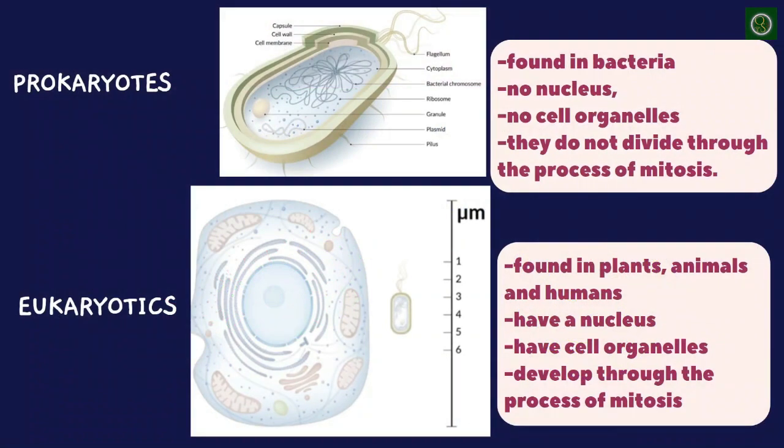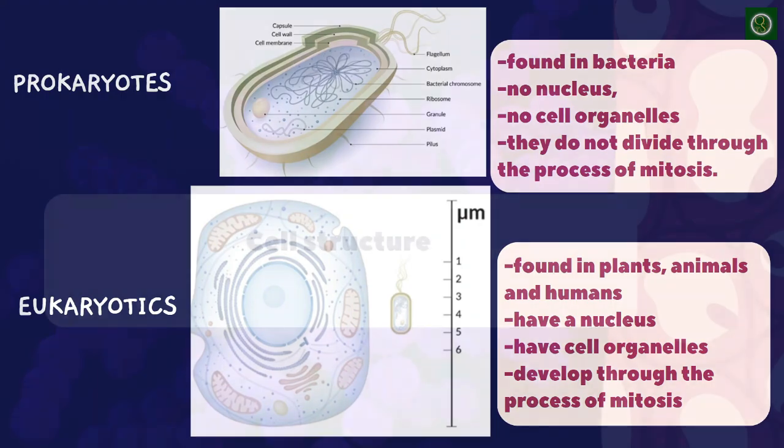The prokaryotes are found in bacteria. They do not have a nucleus or cell organelles, and they don't divide through the process of mitosis. Eukaryotic cells have cell organelles and a nucleus and develop through the process of mitosis. These cells are found in plants, animals, and humans.